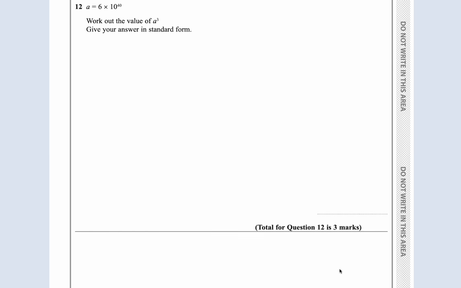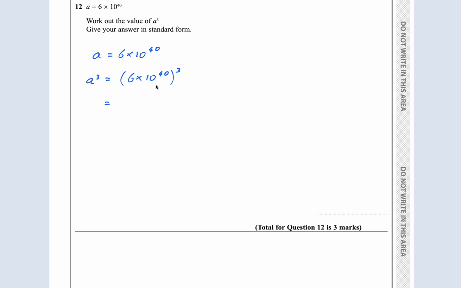Question 12. Work out the value of a cubed. Give your answer in standard form. Okay, so again, guys, this is one of these ones where if you put this into your calculator it can't cope with it because the number gets so big. So if a is 6 times 10 to the power of 40, a cubed is this cubed. So it's 6 times 10 to the power of 40 cubed, because this is a.